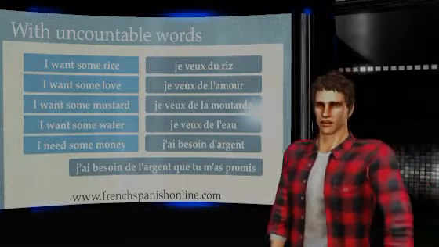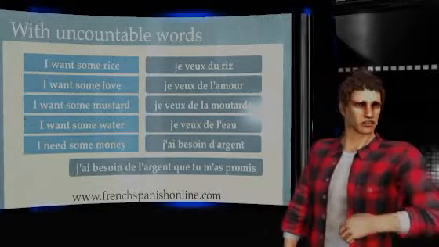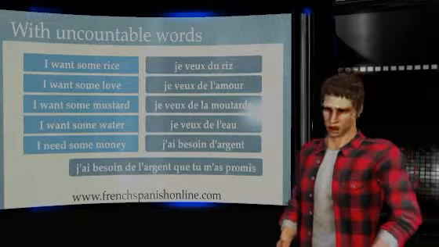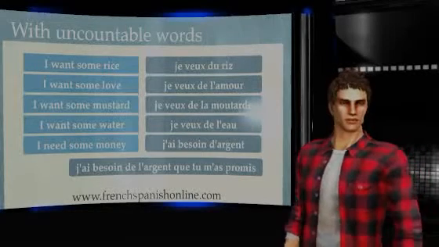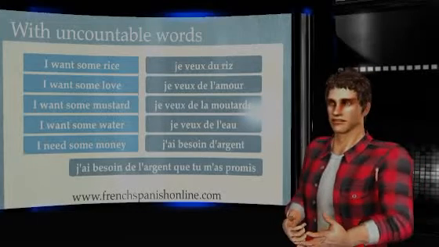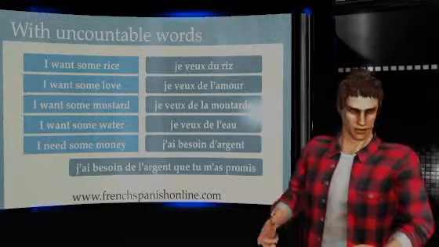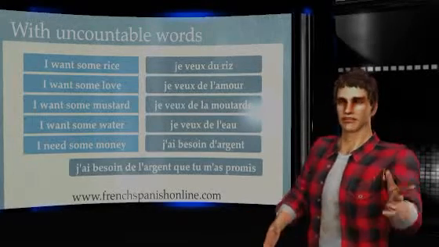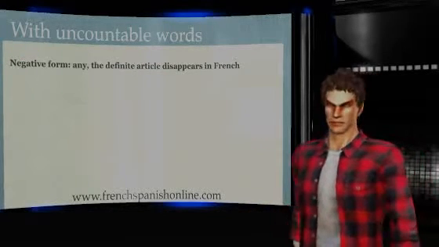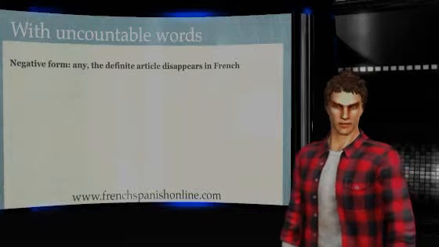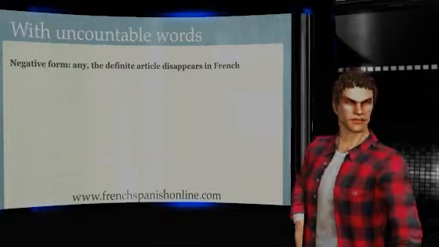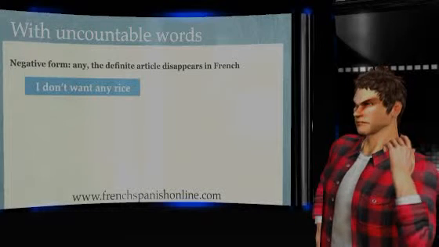For this reason we can use the definite article. But if you want again to use the partitive expression here, it is j'ai besoin d'argent. And it's true for any word. J'ai besoin d'amour. J'ai besoin de riz, and not du riz. J'ai besoin de riz, because again this is a prepositional verb. And it's the same thing actually for the negative form. We use any in English, but in French the definite article disappears, like the expression avoir besoin de.